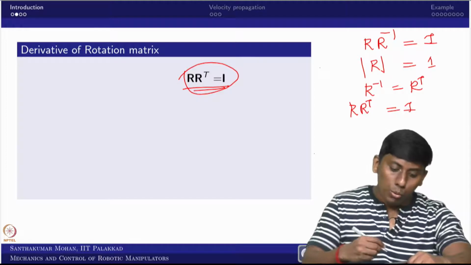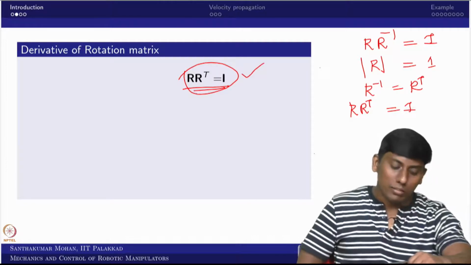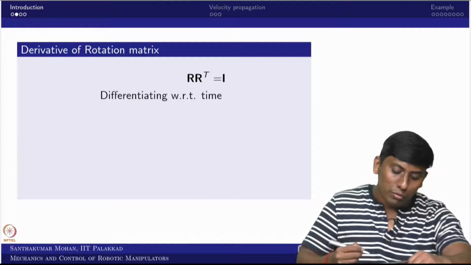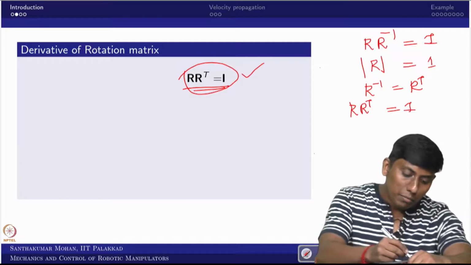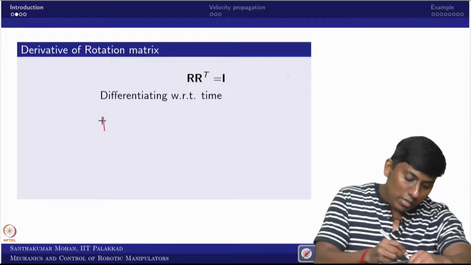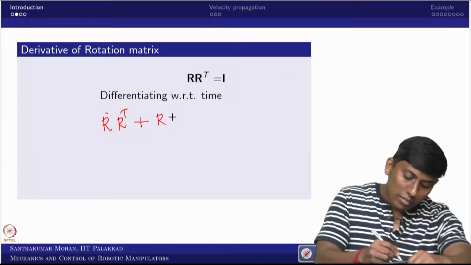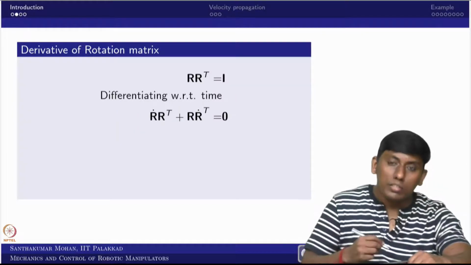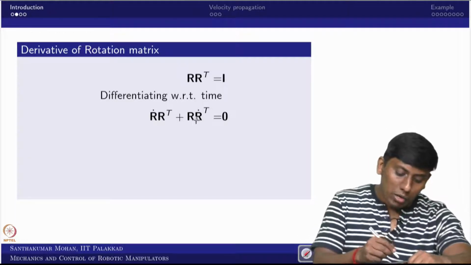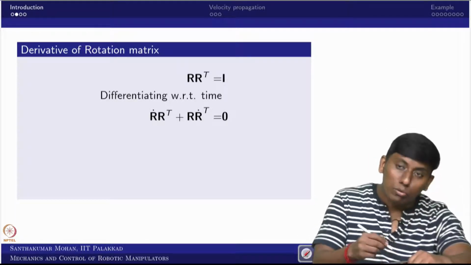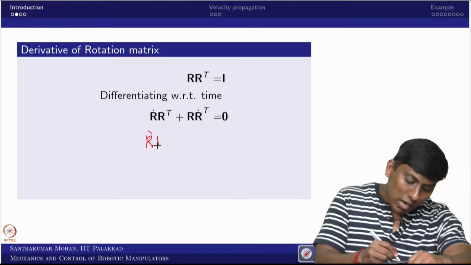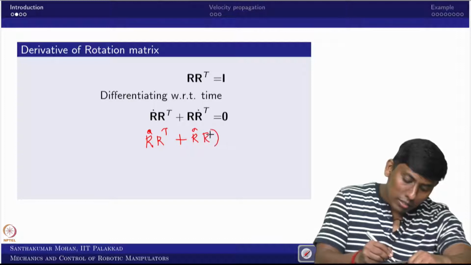Okay. Now what I can do is differentiate this with respect to time. So this will give R dot R transpose plus R R transpose dot equal to 0, right? So this is what you will get. But you can actually take the transpose throughout. So what I get is R dot R transpose plus (R dot R transpose) whole transpose equal to 0.